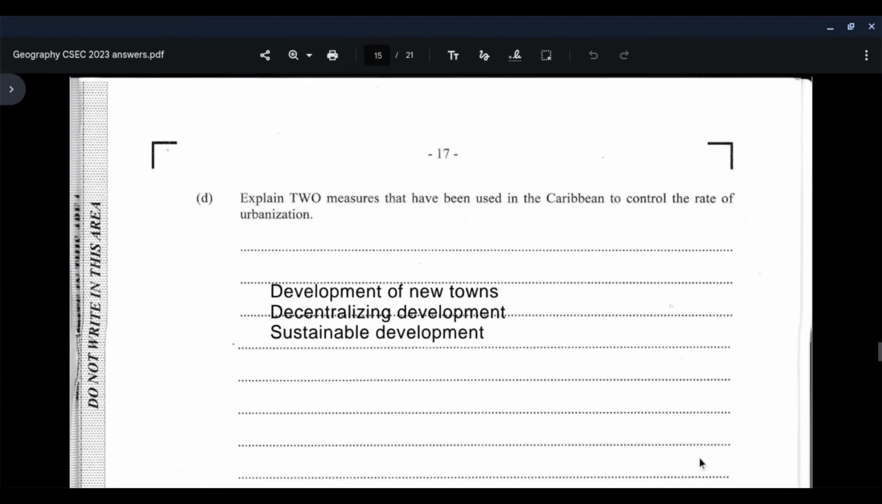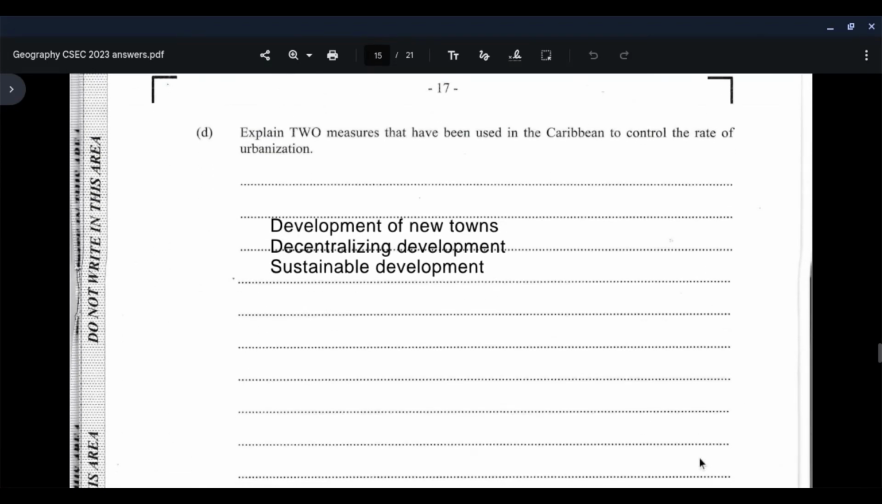Part D to the question asks that we explain two measures that have been used in the Caribbean to control the rate of urbanization. Measures that have been implemented in the Caribbean to control urbanization include: 1. The development of new towns. New towns are developed close to urban centers to control the growing urban population. For example, Portmore in Jamaica. 2. Decentralization of development, where commercial and industrial activities that were usually concentrated in urban areas are being spread to other parts of the country.